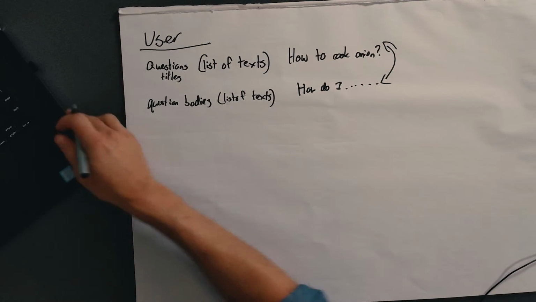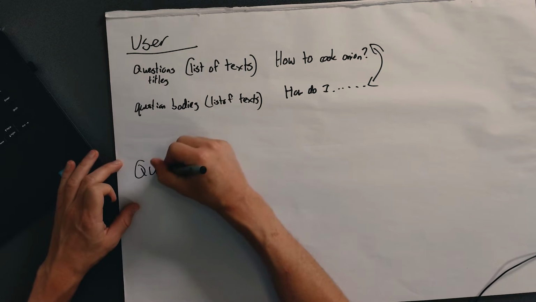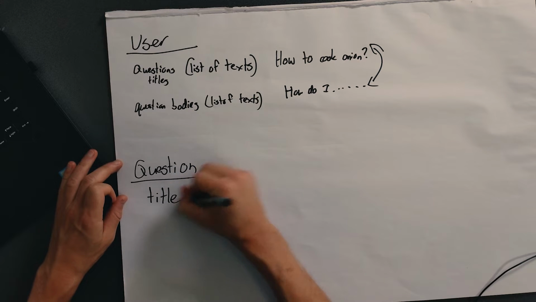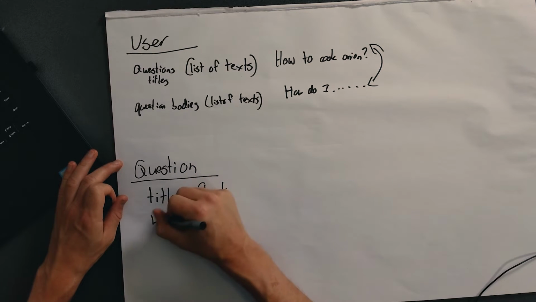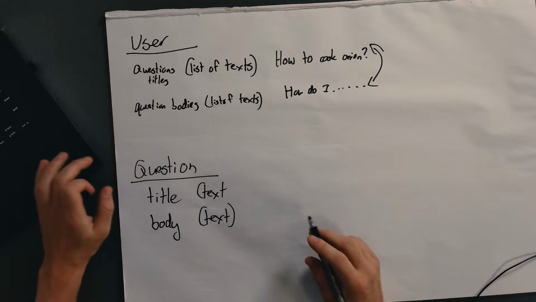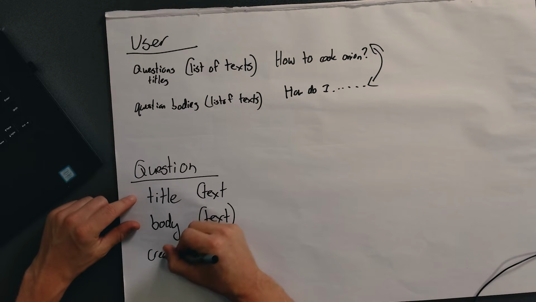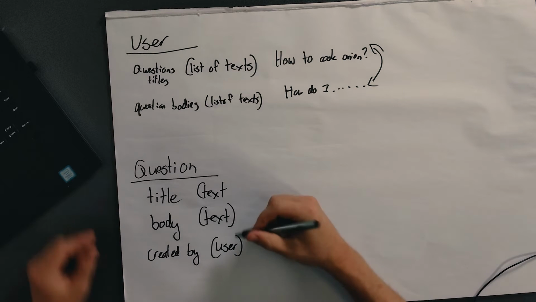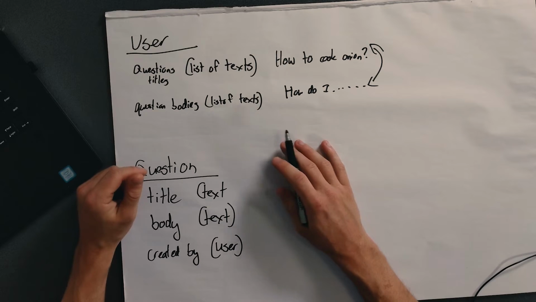So it warrants that we have an entirely new object called a question, which has both a title as a text field and a body as a text field. Okay, and as you probably already know, whenever you create a new thing in Bubble, it automatically populates this Created By field and populates it with the user who was logged in when that object was created.